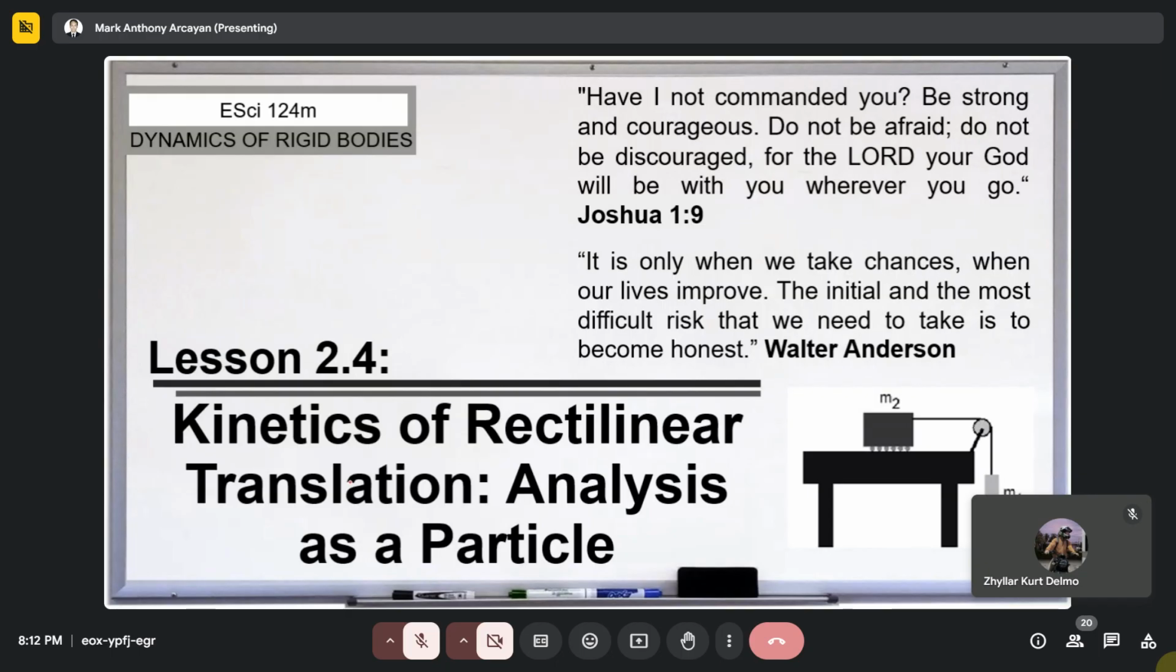When we talk about kinetics, our analysis here considers the effects of external forces to the motion of our body, and we are going to use the Lambert principle, the laws of motion, in order to solve such problems related to this one.